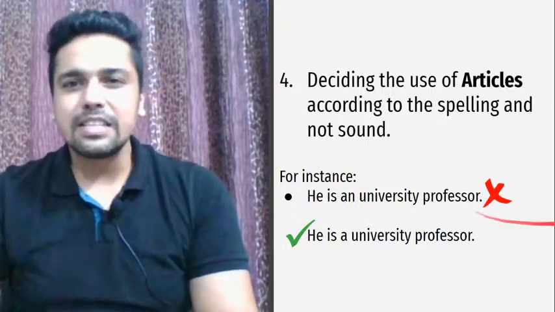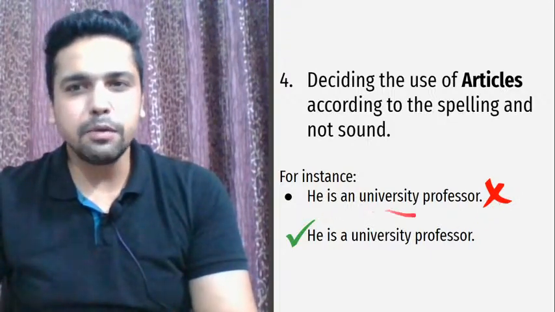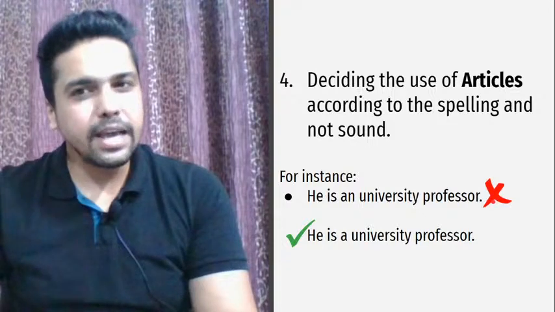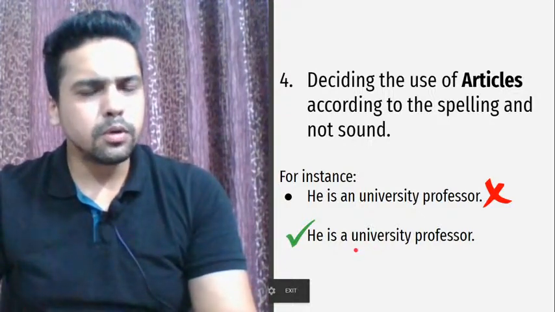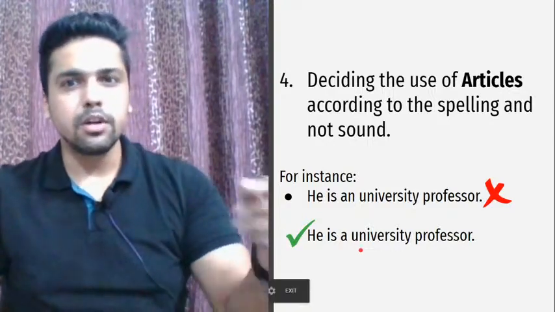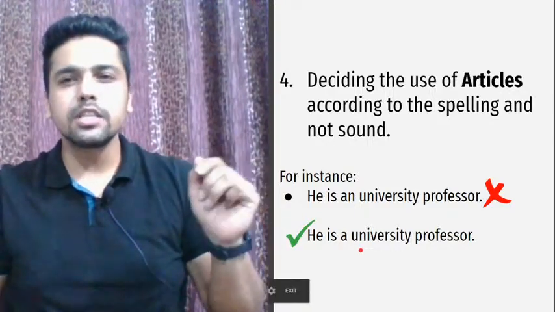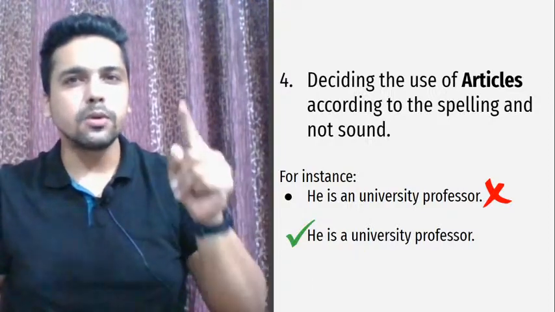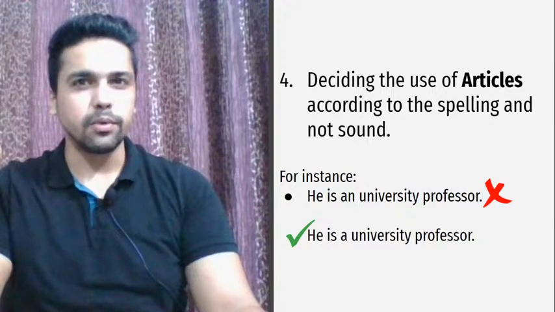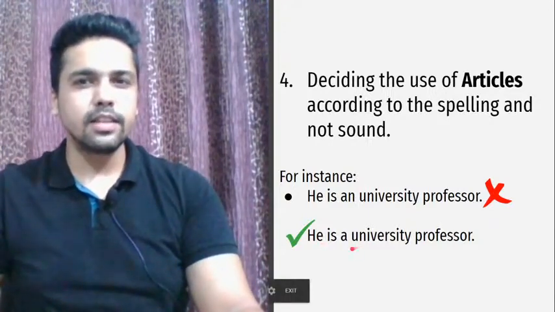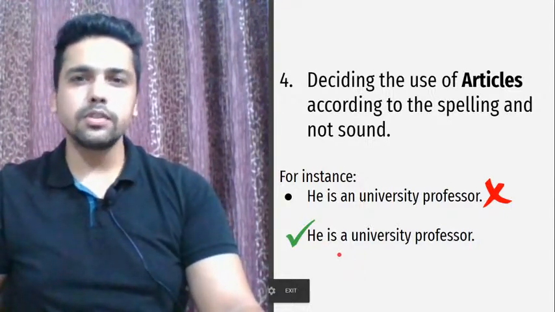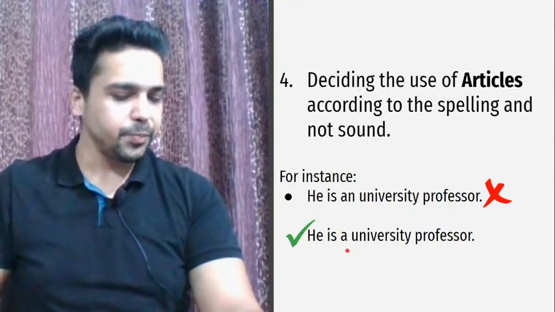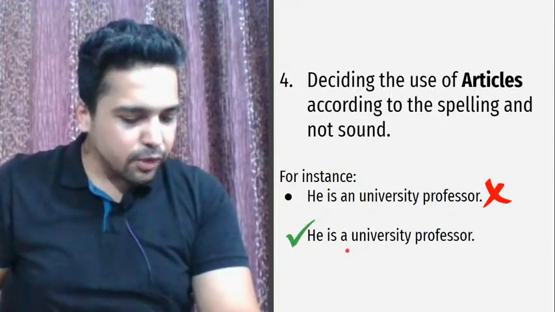All right. Let's look at this example here. So he is an university professor. This is incorrect. Now, why is this incorrect? We have to say a university professor because look at the spelling of university. If you go by the spelling, you will say, oh, it's U, and U is a vowel. But wait, look at the sound. Do we say university? No, we say university. It has a Y sound, a Y-O-O sound at the beginning. That's why we say a university. So the U of university is a consonant sound. That's why we're using a here. I hope all of you got this.